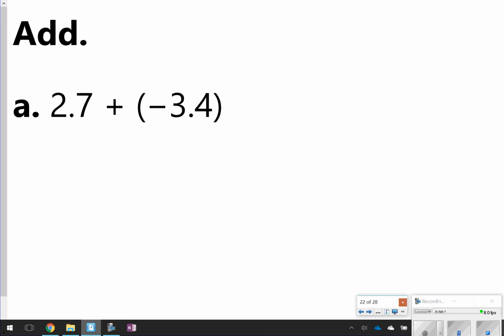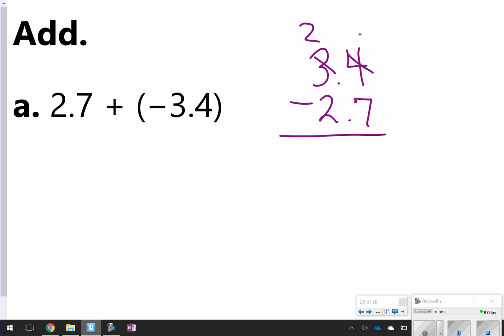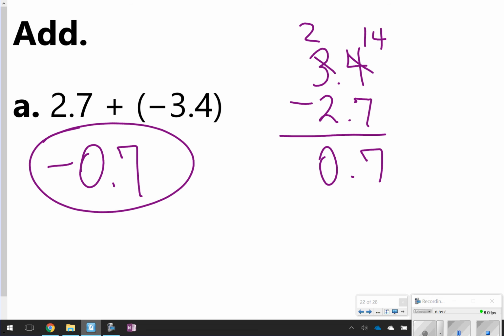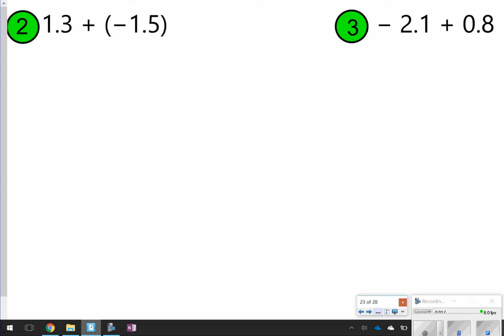So again, thinking of your song, you're using the same rules as your song. Same sign, add and keep, different sign, subtract. Since these are different signs, I'm going to subtract them. Notice that 3.4 is listed second, but I still need to start with 3.4 and then subtract the lower one, 2.7. 4 minus 7 can't happen, so I'm going to borrow, but I can do 14 minus 7, that's 7, and 2 minus 2 is 0. So I do get 0.7. But I need to keep the sign of the larger value, which is negative 3.4, so my answer is going to be negative 0.7. Here are 2 questions for you to try, so you're going to pause the video now.